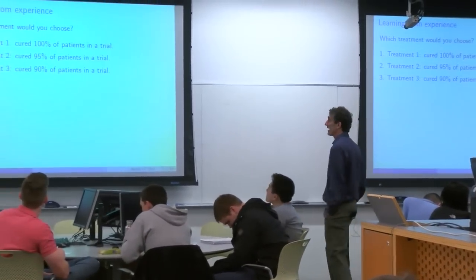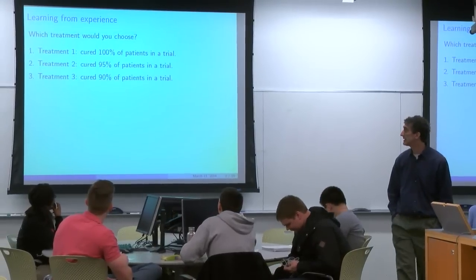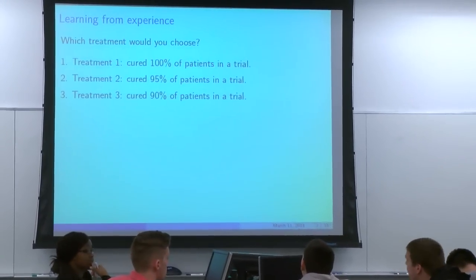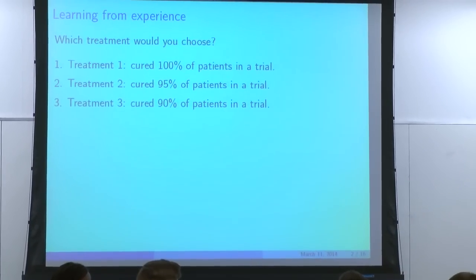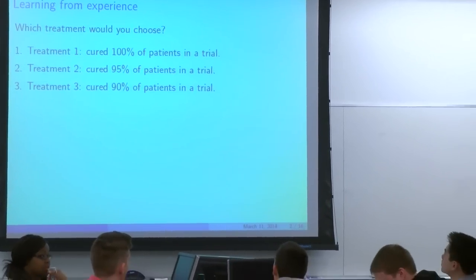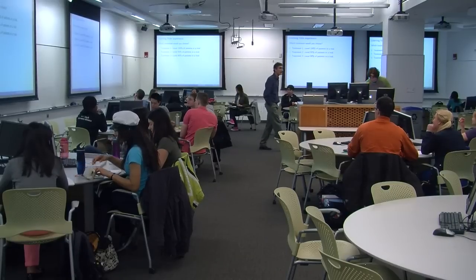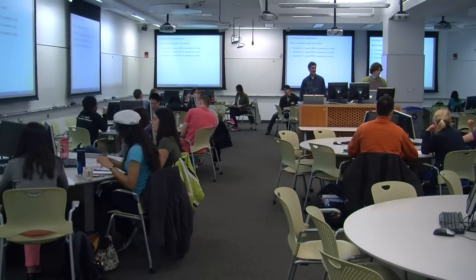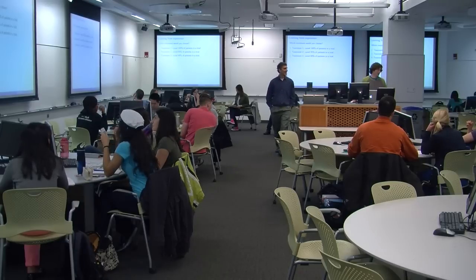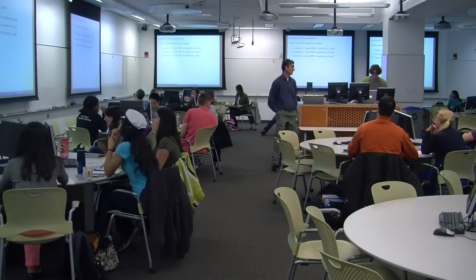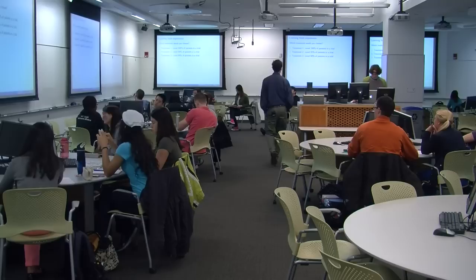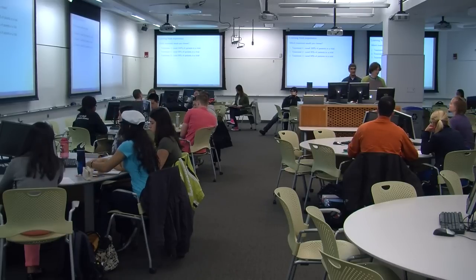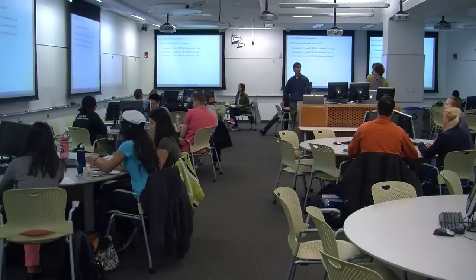So the question is, which treatment would you choose if you needed a treatment? Treatment 1 cured 100% of the patients. Treatment 2 cured 95% in a trial, and treatment 3 cured 90%. So with this information, which would you choose? With only this information. If this is all I told you, which would you choose? I recognize that you might not be too happy with just this information, but if this is your best information, what would you choose?